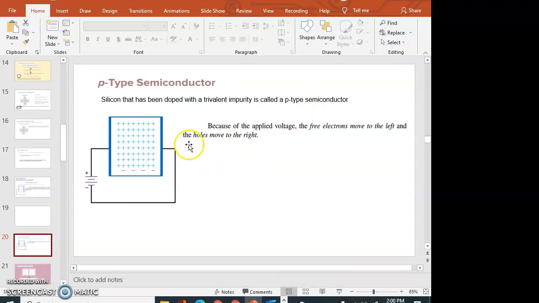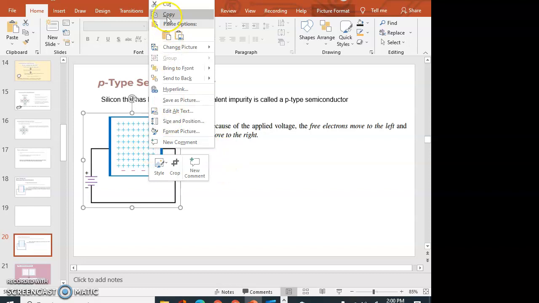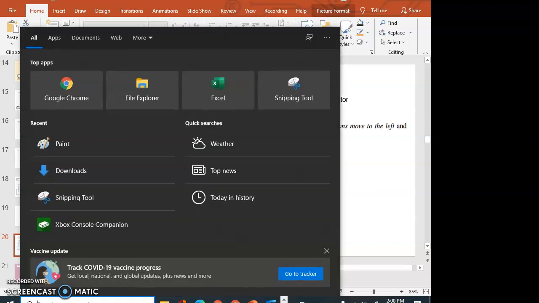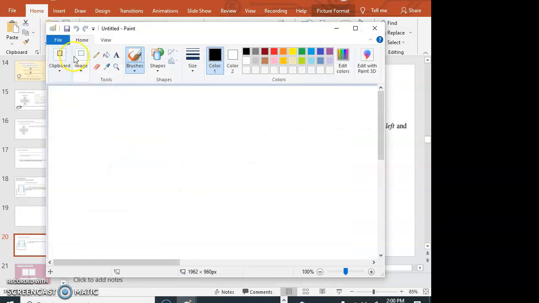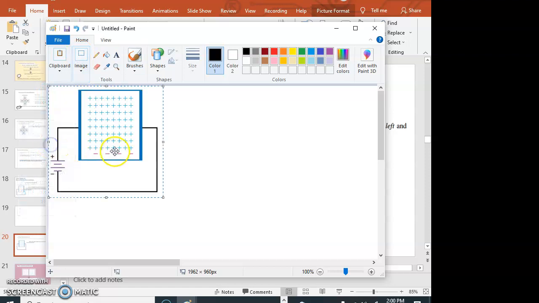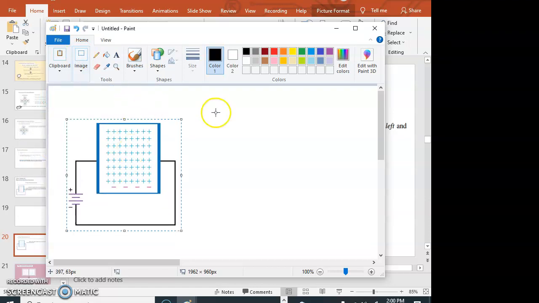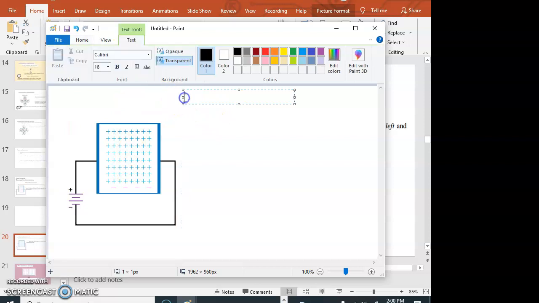So let's have a break. Let me just copy. So let's have this one, the P-type material. Oops, what happened? So for the P-type material, let's have a recall. The first type of extrinsic, we have the N-type material where there is an increased number of free electrons, or electrons are the majority carrier.